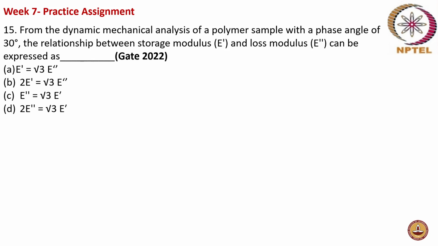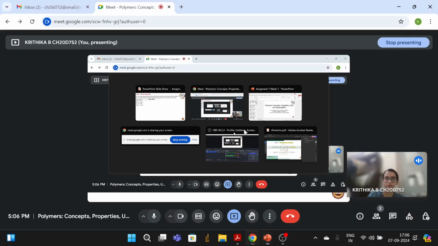Next, question number 15. From the dynamic mechanical analysis of a polymer sample with a phase angle of 30 degrees, the relation between storage and loss modulus can be expressed as dash. This is a GATE 2022 question. Can it be expressed as E prime is equal to square root of 3 into E double prime? Or is it 2 times E prime is equal to square root of 3 into E double prime? Or is it E double prime is equal to square root of 3 into E prime? Or is it 2 times E double prime is equal to square root of E prime? Which of these is the right answer?